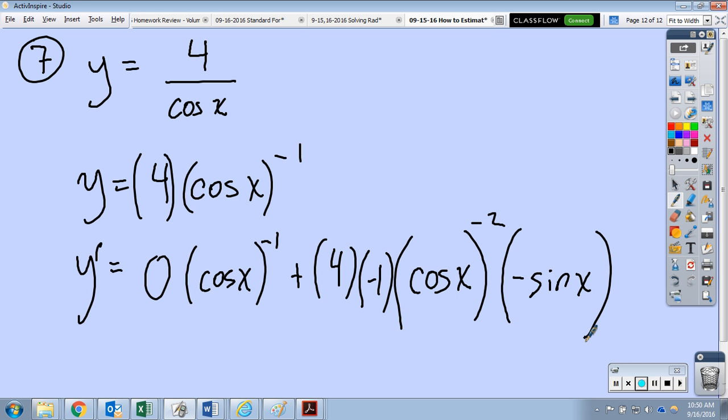Wouldn't you just replace the cosine x with, so it would be 4 times negative 1, negative sine x to the negative 2 power? No, because we have to understand the power rule, which we haven't done enough of, which I need to assign homework for you guys to practice.